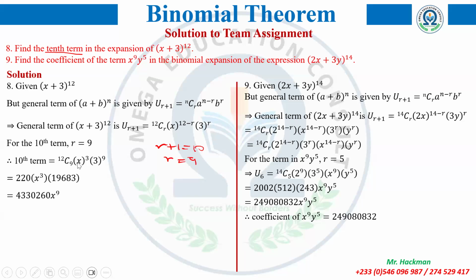Then you push the power in, which will give us s cubed. You push the power in, which will give us 3 to the power 9, which is this. So now you come and multiply the constant 220 and what? 19683. Okay, that gives you this.